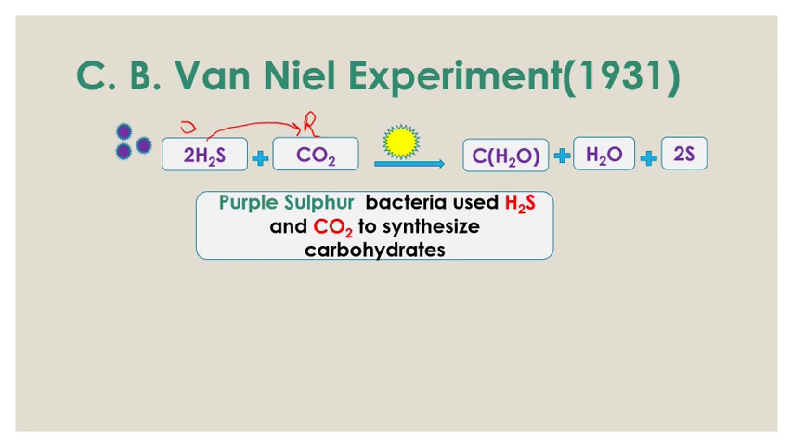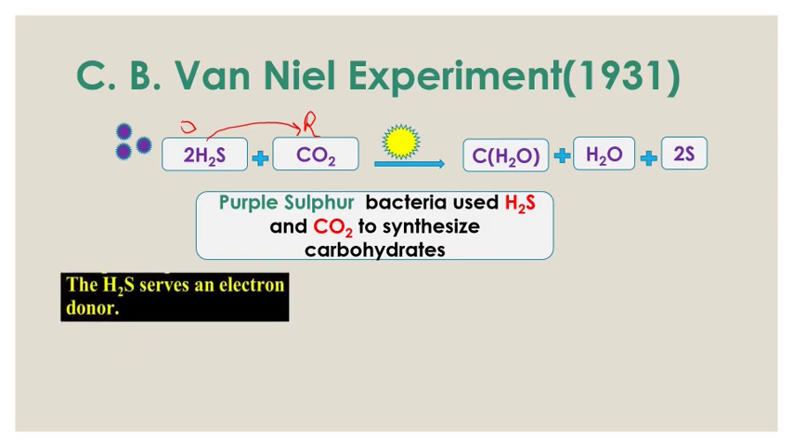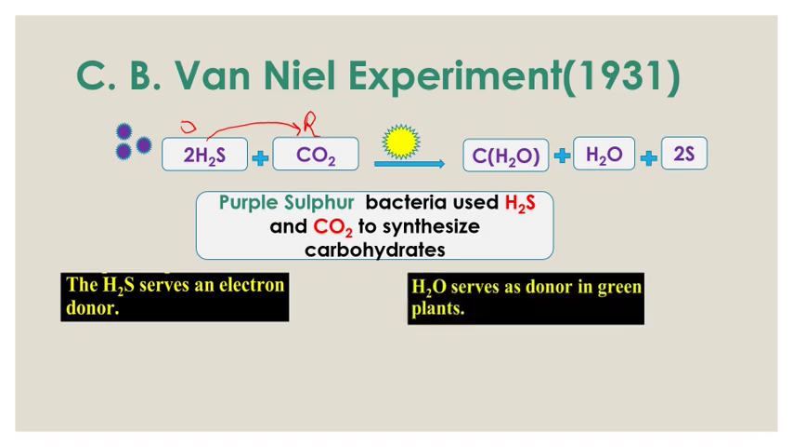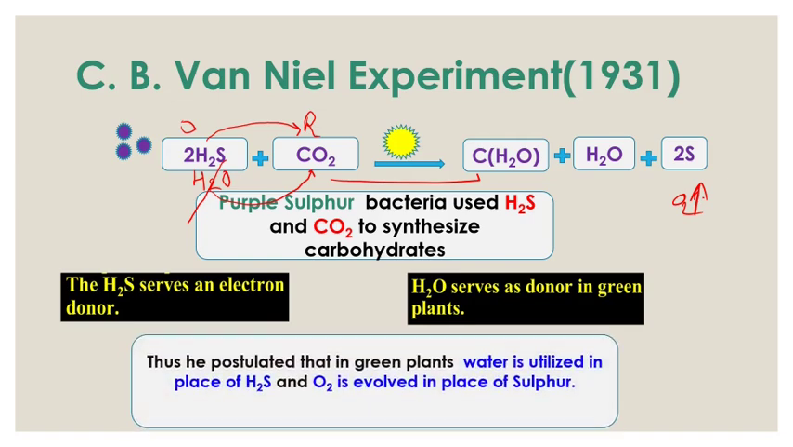From this experiment he concluded that hydrogen sulfide is serving as an electron donor, and in higher plants, instead of hydrogen sulfide, water serves as a hydrogen donor, electron donor. The water molecule splits up, and electrons are given to carbon dioxide to form carbohydrates, and oxygen is released instead of sulfur. Thus, the final conclusion was that in higher plants, in green plants, water is utilized, water is split instead of hydrogen sulfide. Oxygen is evolved in place of sulfur.